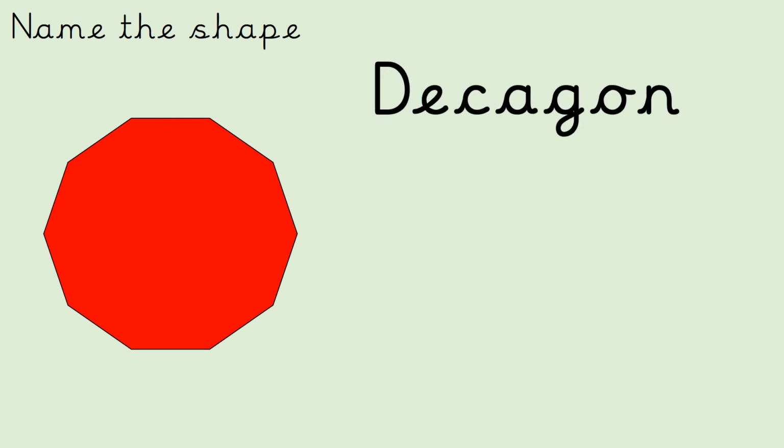It's a decagon. Great job. We looked at decagons the other day. What did we look at that was a decagon? A £1 coin. Fantastic. Well remembered. Can you remember how many sides a decagon has? Let's count and check. 1, 2, 3, 4, 5, 6, 7, 8, 9, 10. 10 sides. A decagon is a 10-sided shape.